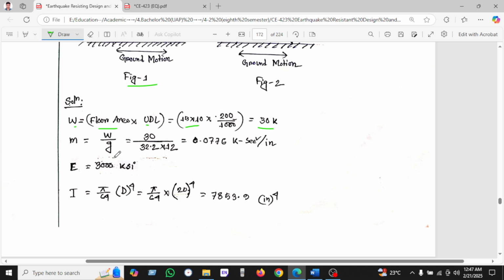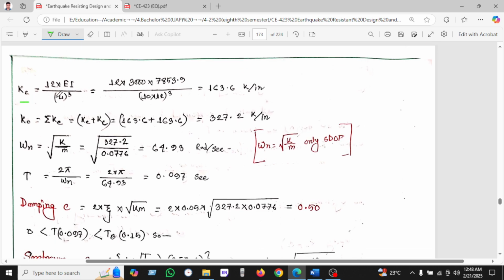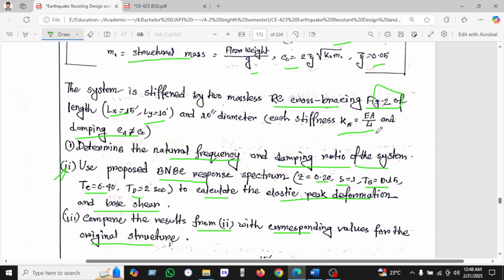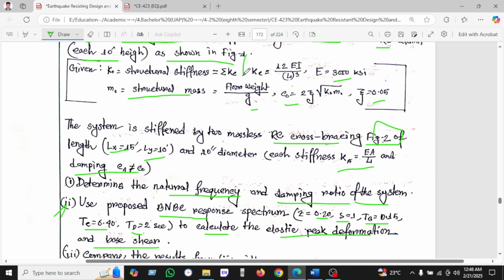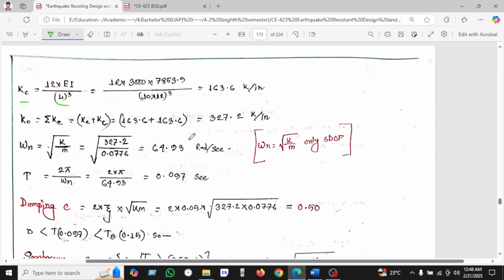If we divide it by g, then it will be the mass, and we found this value. E is given, and I, as it is a circular column, will be pi d to the fourth by 64, and we found this value. Now we can calculate the k, which is 12 EI by L cubed, given in the question, and it will be used for the column also.